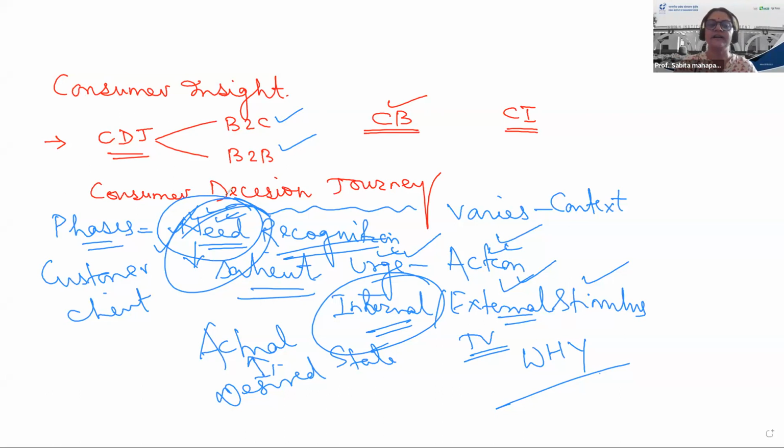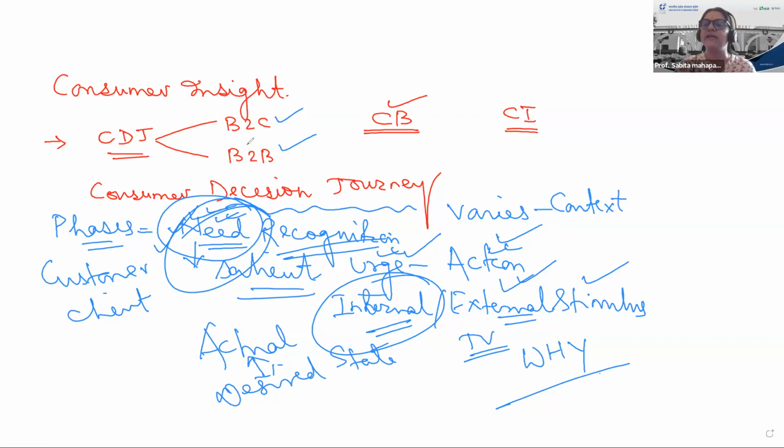To start with, I started with the consumer decision journey. The consumer decision journey has certain phases. You need to understand the phase of the decision journey and the context. The decision journey varies. Context means the platform. Is it a physical buying behavior, or is your journey through social media or through an online platform? That will differentiate the nature of the journey.